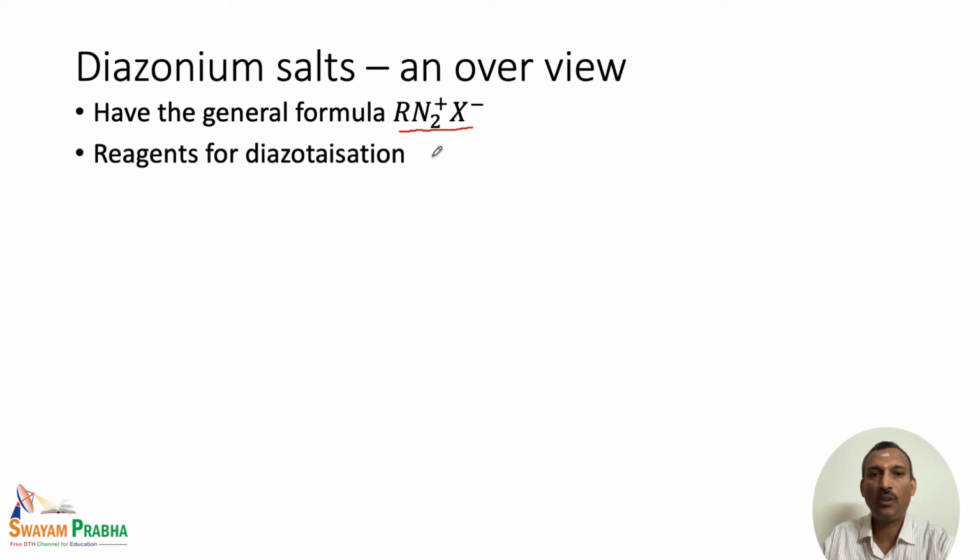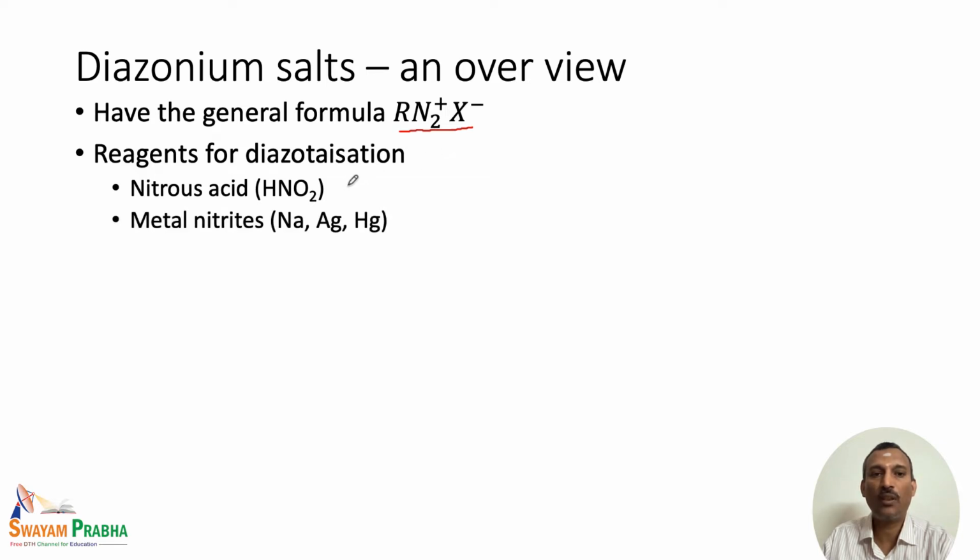Let us look at some of the reagents that are generally used for diazotization reaction. When we talk about diazotization reaction, in all the cases the starting material is going to be an amino compound. The amino compound is generally reacted with nitrous acid or HNO2. Again, the HNO2 is quite unstable, so this is actually prepared by the reaction of NaNO2 and HCl. This is a standard reaction for the formation of nitrous acid, and we can also use metal nitrites.